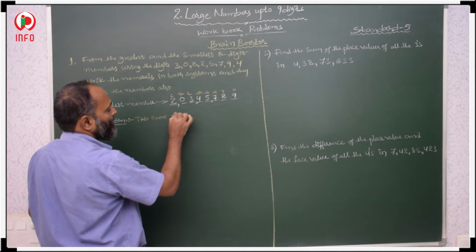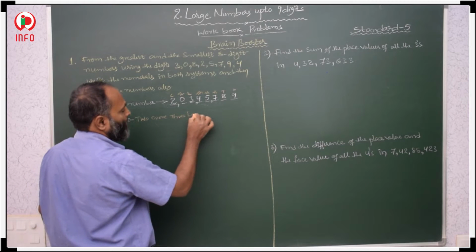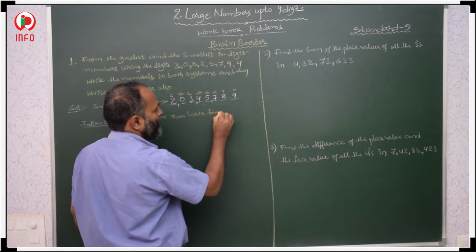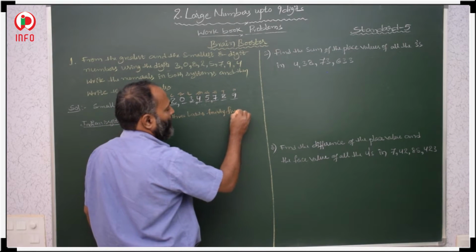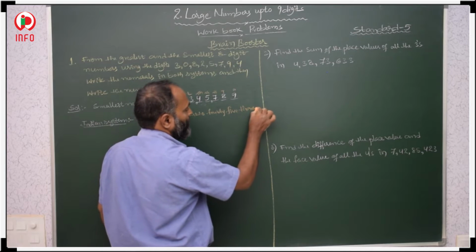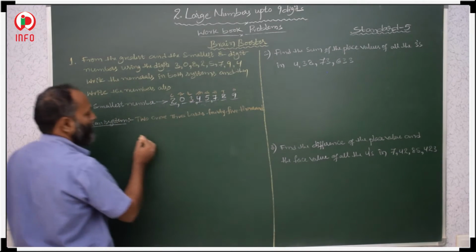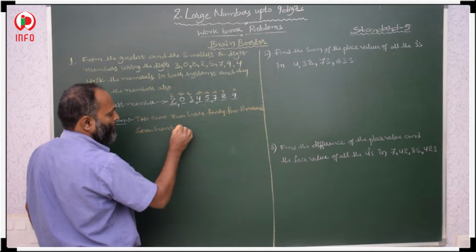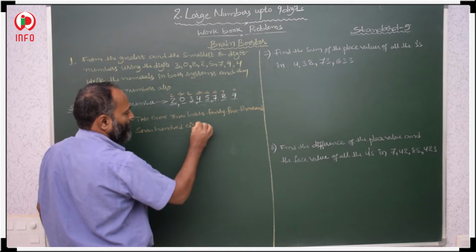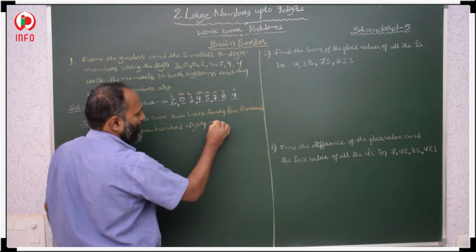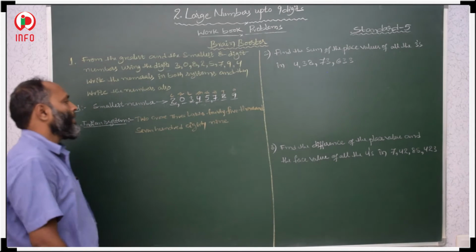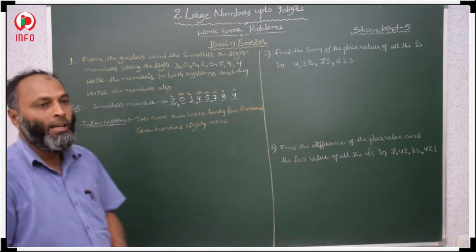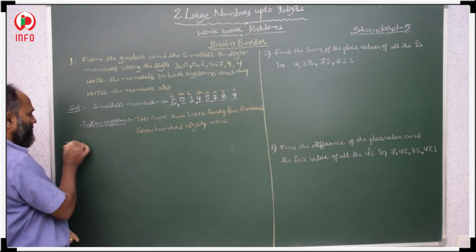2 crore, 3 lakhs, 45,000, 700, 89. So it is 2 crore, 3 lakhs, 45,789. This is in the Indian system. Now in the international system.